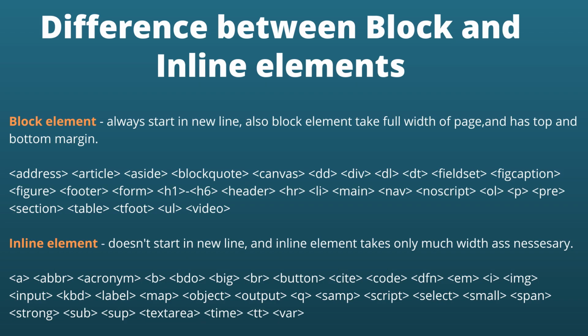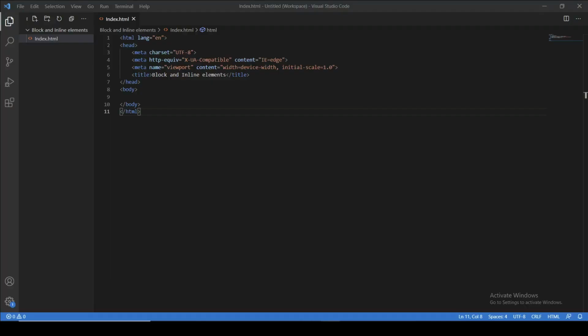Block elements always start on a new line. Also, a block element takes the full width of the page and has a top and bottom margin. On the other hand, an inline element doesn't start on a new line, and an inline element takes only as much width as necessary. Now let's take a look through the code at the difference between block and inline elements.